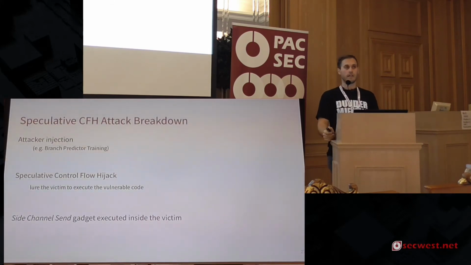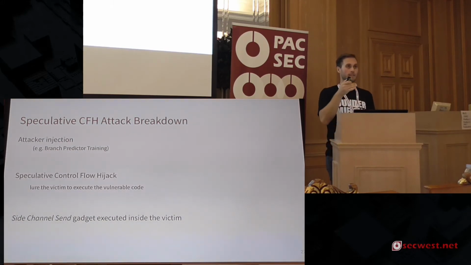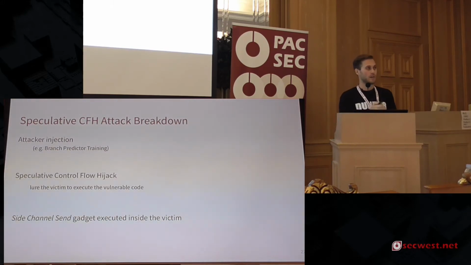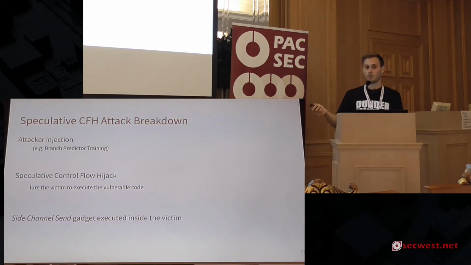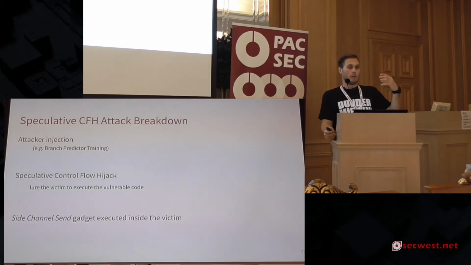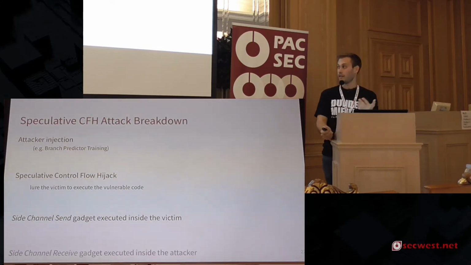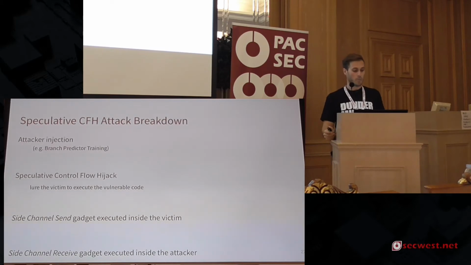And finally, of course, we want to send this speculative execution to some place where we can leak some interesting value. And the idea is that we want to send it to a gadget that we call a side channel send gadget, which basically will leave some changes in the microarchitecture based on a secret that the attacker can then go and receive through what we call a side channel receive gadget.